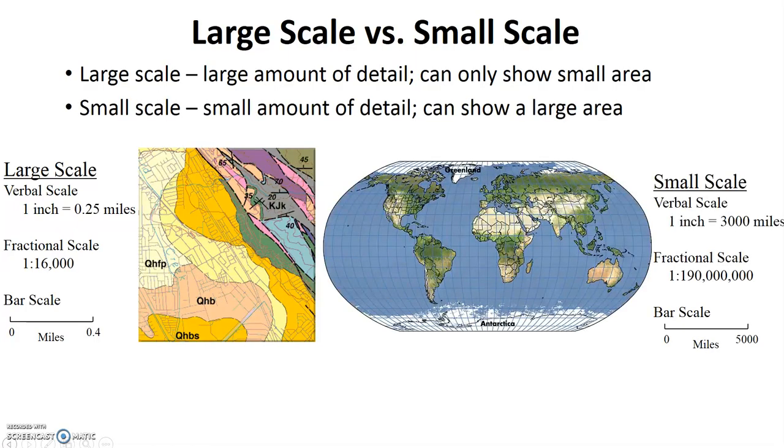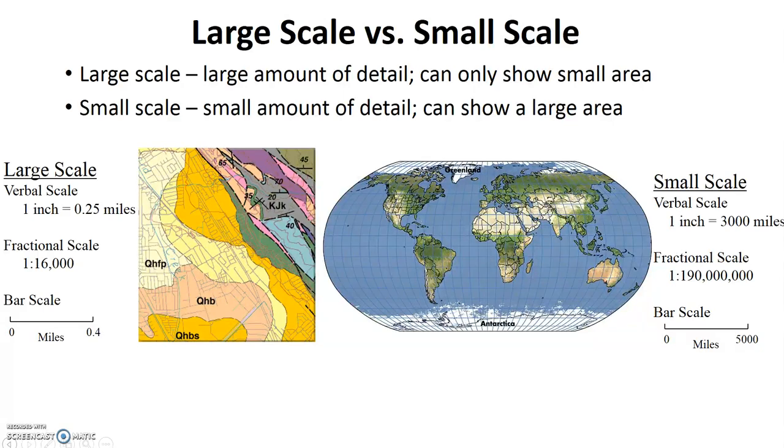Small scales, in contrast, typically show a large area of the Earth and thus can only show a small amount of detail. Check out this world map. Not much detail, but you can see the whole world. Indeed, any map of the entire world is going to be a small scale map. A map of California or Redwood City on the same size piece of paper would be a much larger scale map.